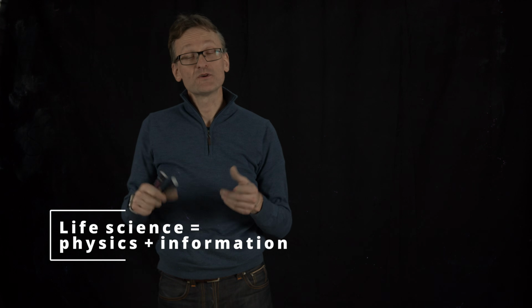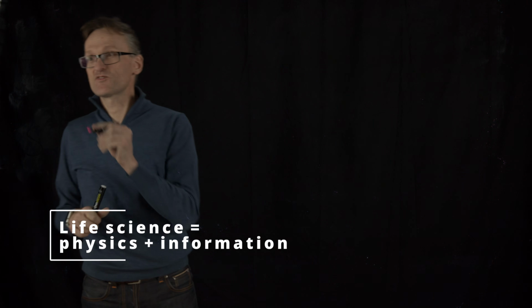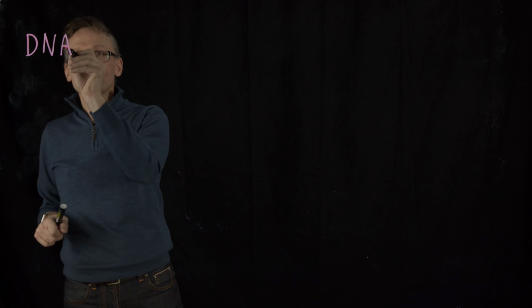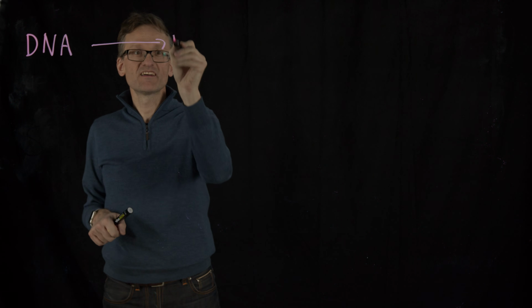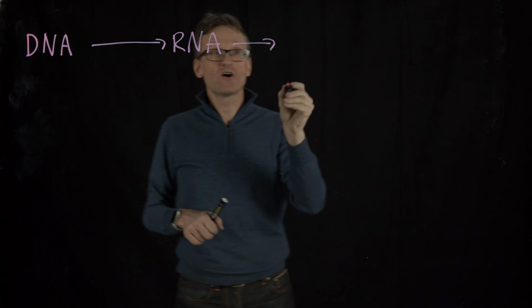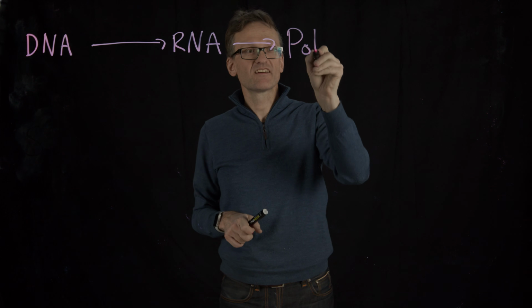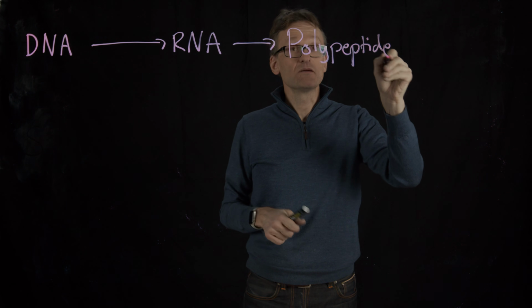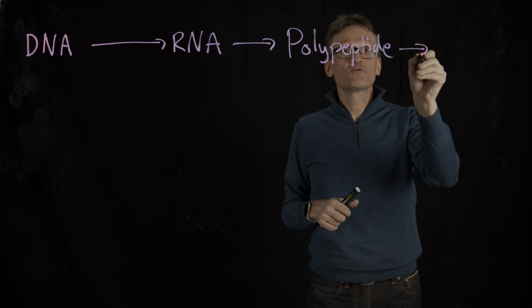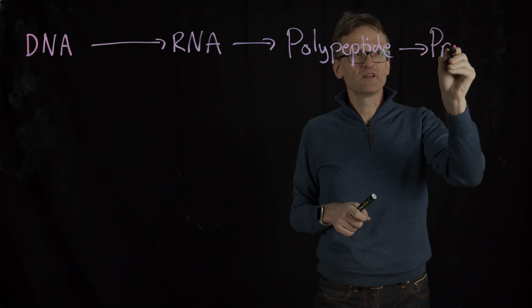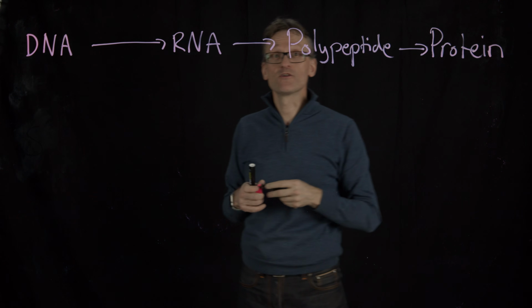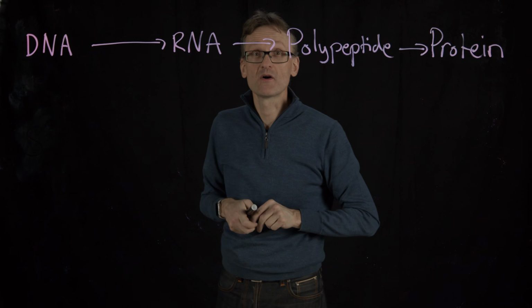So I'm going to take the liberty of almost summing up the entire class thus far. Remember how we start from DNA, and then we go from DNA to RNA first. We go from RNA to a polypeptide amino acid sequence. And we go from that to a beautiful folded protein. Kind of a different way of showing the central dogma of molecular biology.